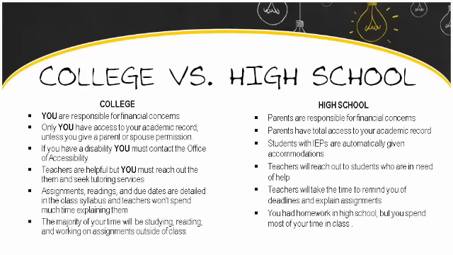College and high school are very different. First of all, in college, you are responsible for financial concerns as well as every other aspect of your academic career, not your parents. Only you have access to your academic record. More about that later. If you have a disability, you must contact the Office of Accessibility. IEPs are not transferred to college and accommodations are not guaranteed. Teachers are helpful, but you must seek them out for questions. They also expect you to take advantage of tutoring services.